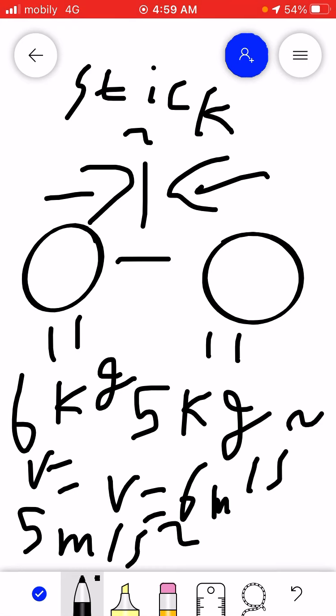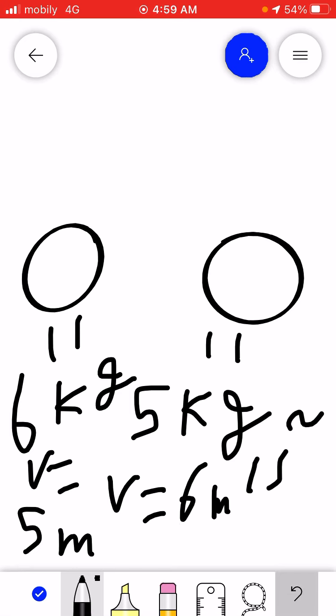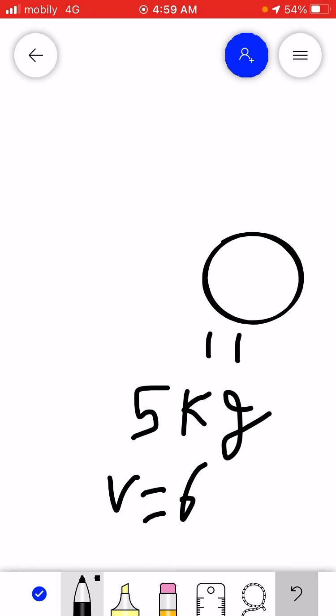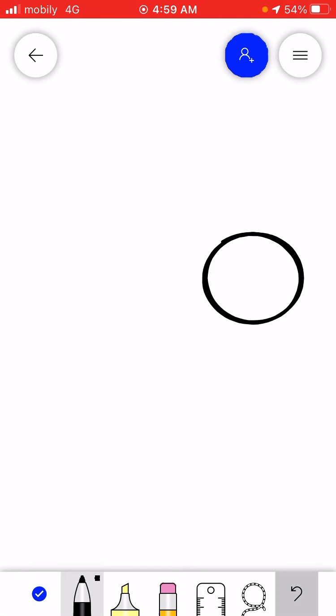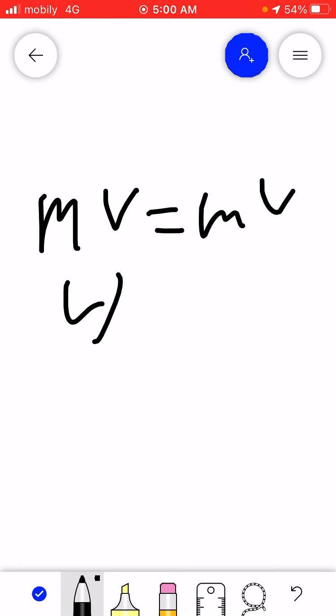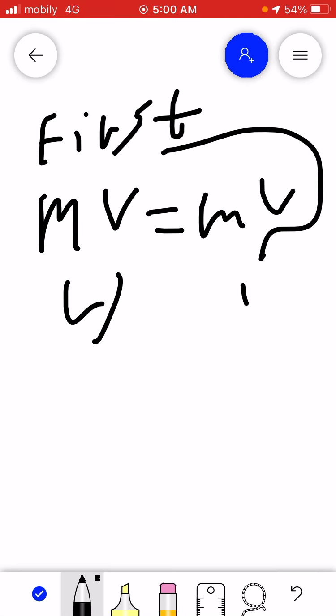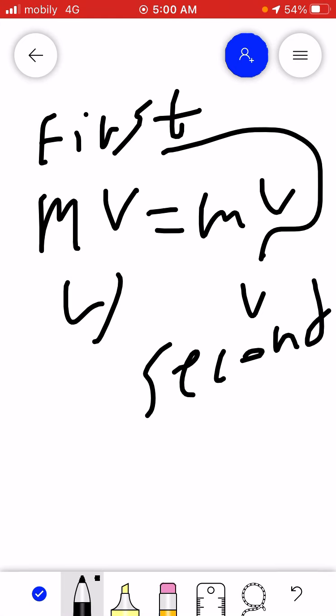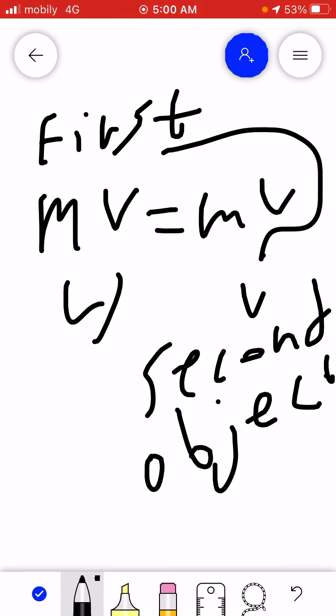All right, basically how we perform an elastic collision is through this equation: mv equals mv. The mass and velocity of the first object must equal that of the second object, the object that's coming from the opposite direction. That is an elastic collision.